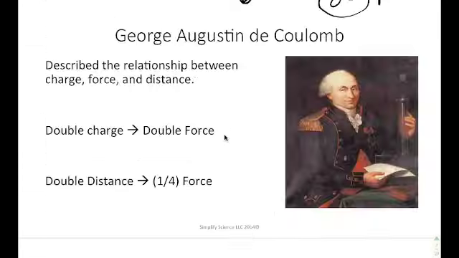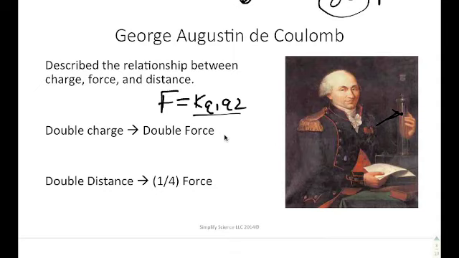Then we come to George Augustin Coulomb, and he's who we have Coulomb's law named for. He's this great guy holding this scientific instrument. It's a great portrait that you have there. He was able to describe the relationship between charge, force, and distance, and he did that with what we now know as Coulomb's law. And Coulomb's law is F equals k Q1 Q2 over d squared.